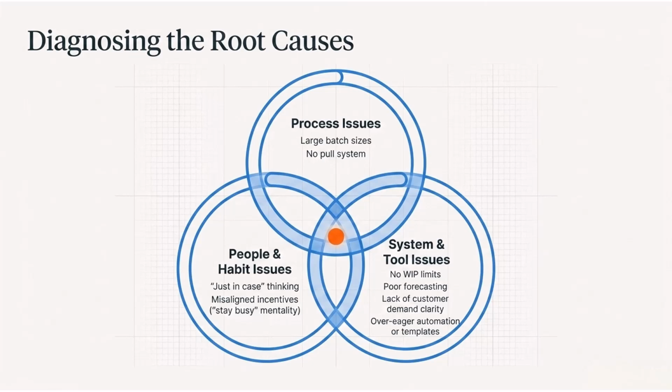And the third one is around system and tool issues where you're going to have no working process limits, the forecasting isn't very good, the customer demand clarity might not be very good, or you're over automating things that are being done rather than actually just making them trigger when they're required.